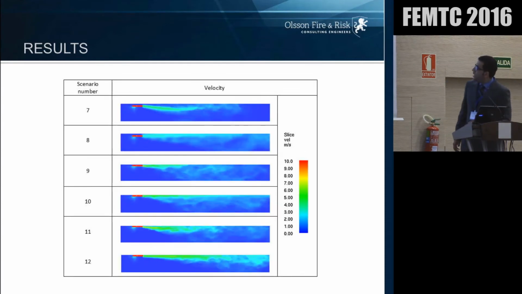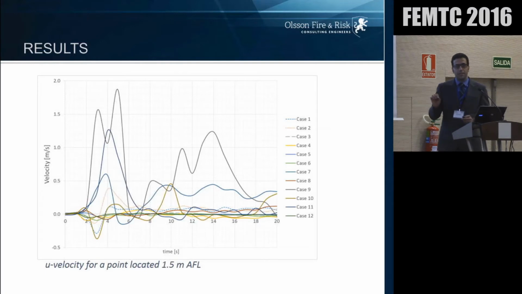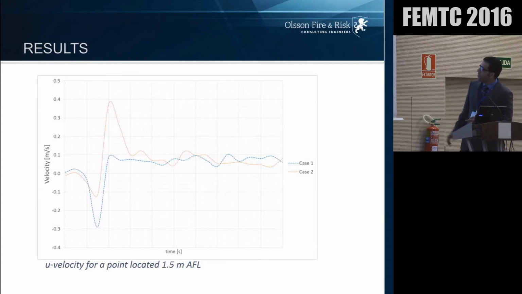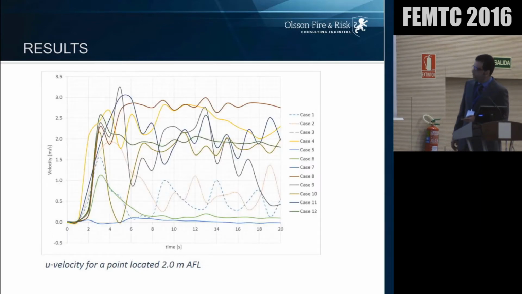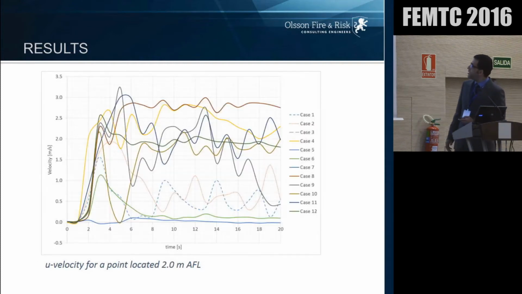So if you want to compare a point in space, just downstream of the jet fan at 1.5 meter above the ground, this is the point I picked. And I plotted all the velocities on here. I left case number 1 and number 2, which are the finest meshes. You'll find they are almost overlapping each other, which seems to be a very reasonable, comparable solution.